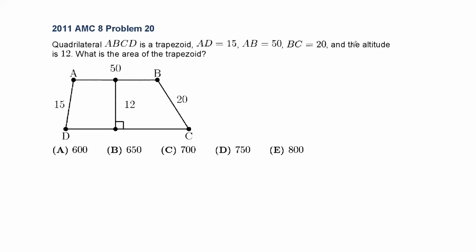So the altitude means the height. So basically, this length right here is 12. And there's a right angle here. So basically the distance between parallel lines AB and CD.